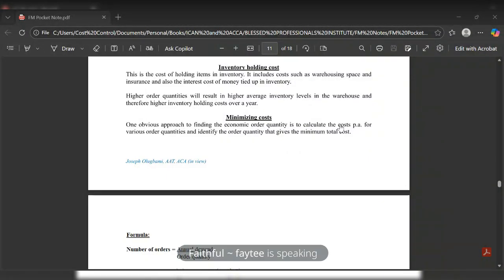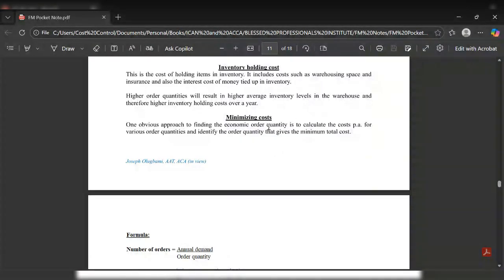Is there any question? Minimizing cost, please come again. Right. Minimizing costs, we are saying that every organization intends to make profit, right? That is the goal and objective of every firm. As such, you must try to minimize cost. Because if you don't minimize your cost, you won't make profit.